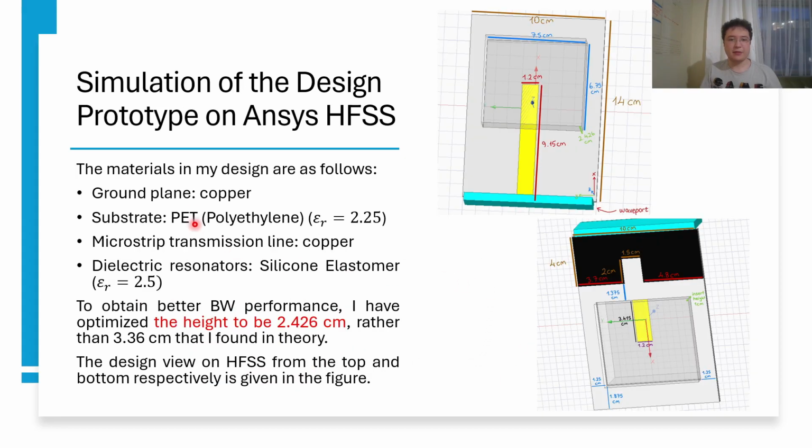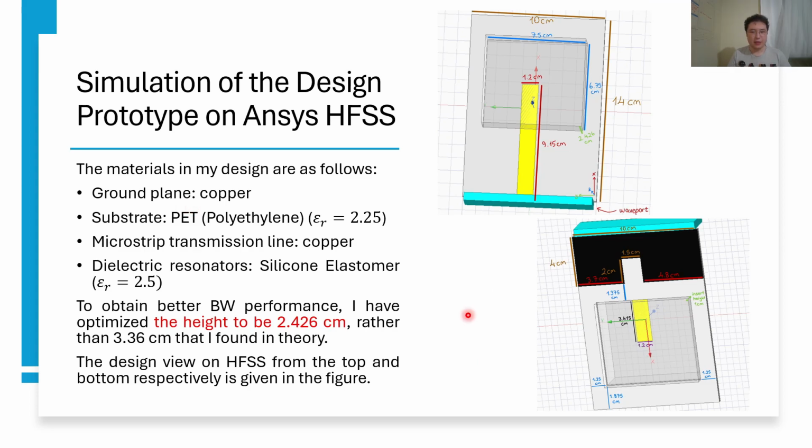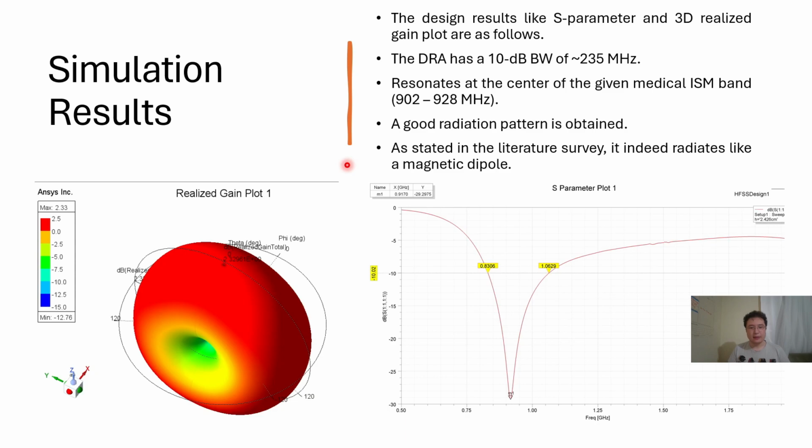Materials in my design are given here. To obtain better bandwidth performance, I have optimized the height value to be approximately 2.4 centimeters rather than the one that I found in the theory. The design results, like the S parameter and 3D realized gain plot, are as follows. The DRA has a 10 dB bandwidth of approximately 235 MHz.